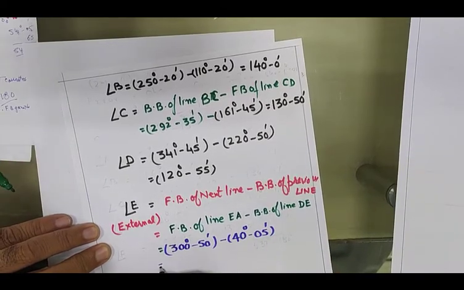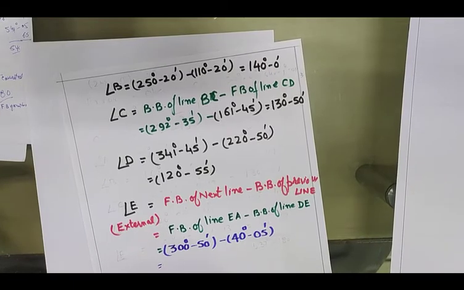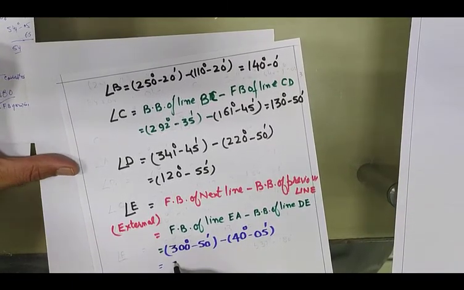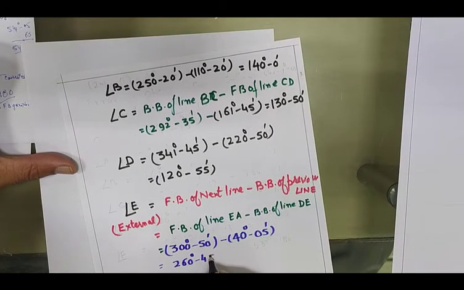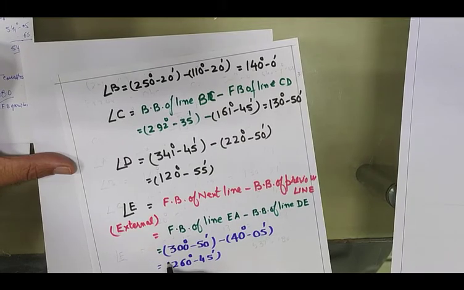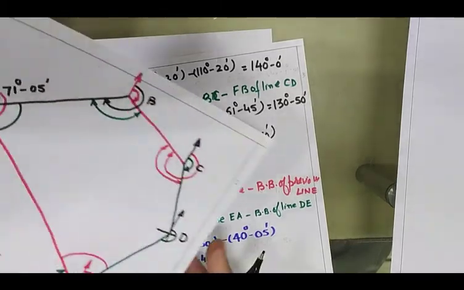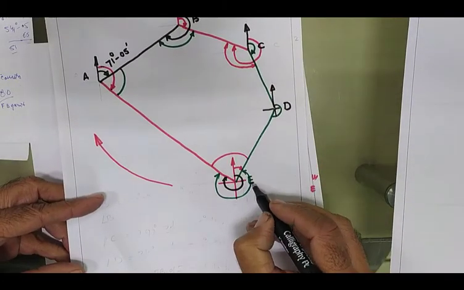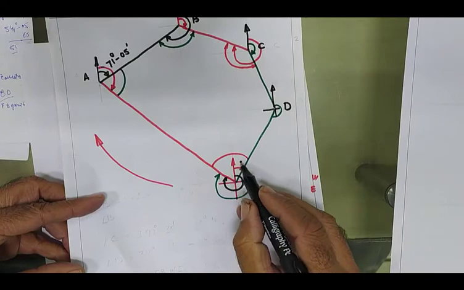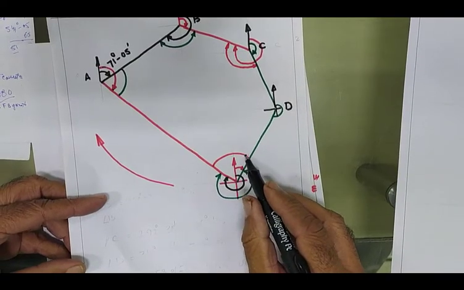This comes to be 260 degree 45 minutes. This you should record. This is the external angle, because from the sketch it is very much clear that this comes to be the external angle, this much. Okay? We have to calculate the internal angle, this one, the included angle.